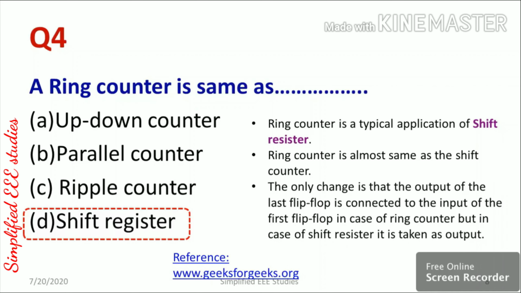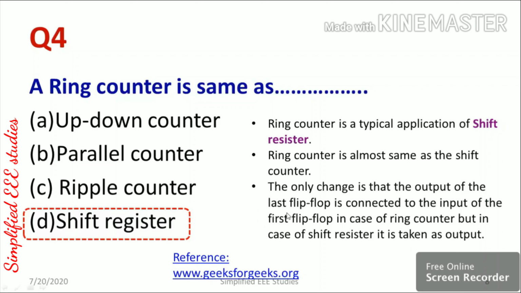The first point: a ring counter is a typical application of a shift register. A ring counter is almost the same as a shift register or shift counter. What is the difference? The only change is that the output of the last flip-flop is connected to the input of the first flip-flop in the case of a ring counter, but in a shift register, it is taken as output. That's the main difference between a ring counter and a shift register.